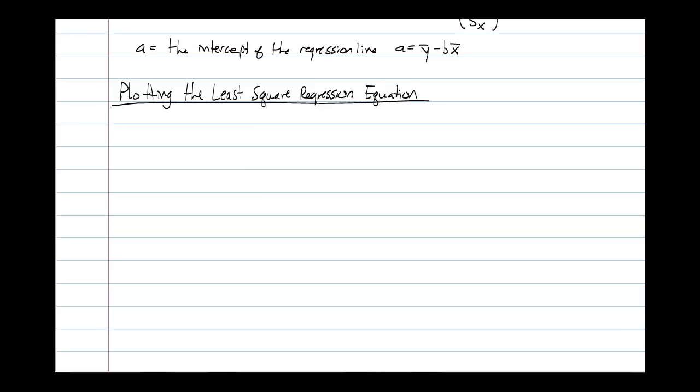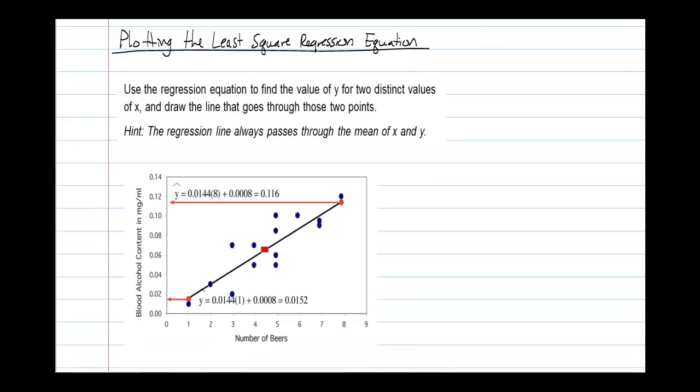Now again, the regression line always passes through x bar, y bar. It's an ordered pair. So let's go ahead and pop up our scatter plot that we've been looking at with a regression line drawn in, and then look at our calculated values for our equation. So here's our scatter plot. Here's our least square regression line.